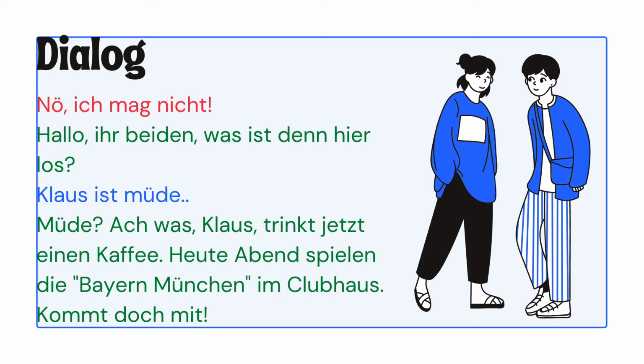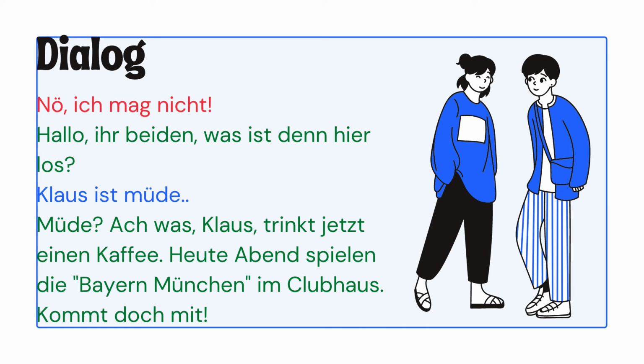Klaus ist müde. The lady says, Klaus is tired. Müde. Ach, was, Klaus trinkt jetzt einen Kaffee. Heute Abend spielen die Bayern München im Clubhaus. Kommt doch mit. So in this one, the person says, Klaus, what? Drink some coffee. So trinkt einen Kaffee is in imperative form, yeah? So drink some coffee. Heute Abend spielen die Bayern München im Clubhaus.